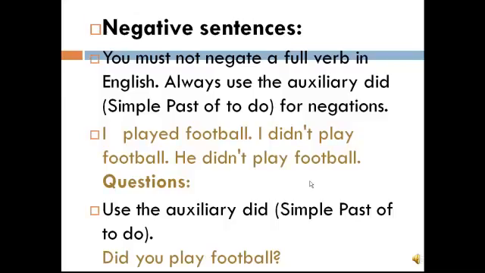Let's take a look at examples of negative sentences. You must not negate a full verb in English. Always use the auxiliary did, simple past of to do for negation. For example, I played football. I didn't play football. He didn't play football.